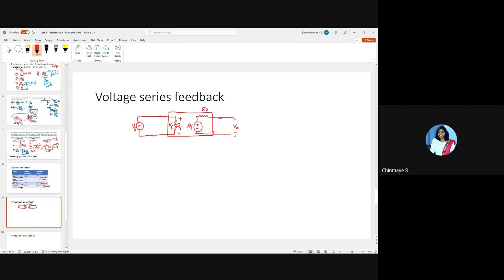Now let's see how this looks if I give a feedback to it. If I have to give feedback, then I have to feed a part of the output voltage to the input. Correct? So now let me take this entire voltage to the feedback path first. Okay, so this is the feedback path. Let me draw it in a different color.